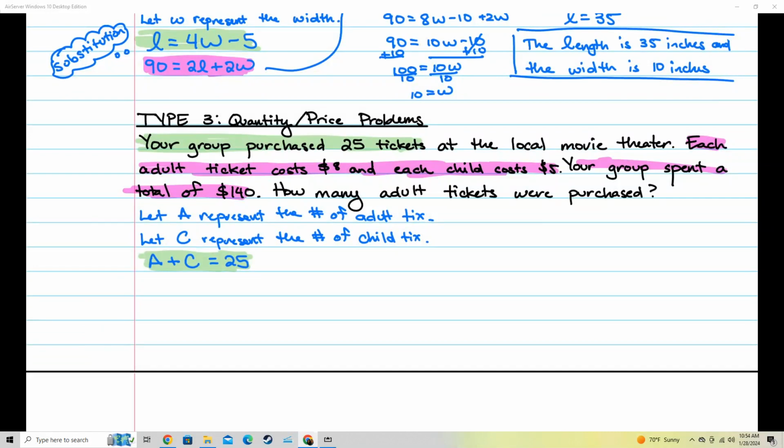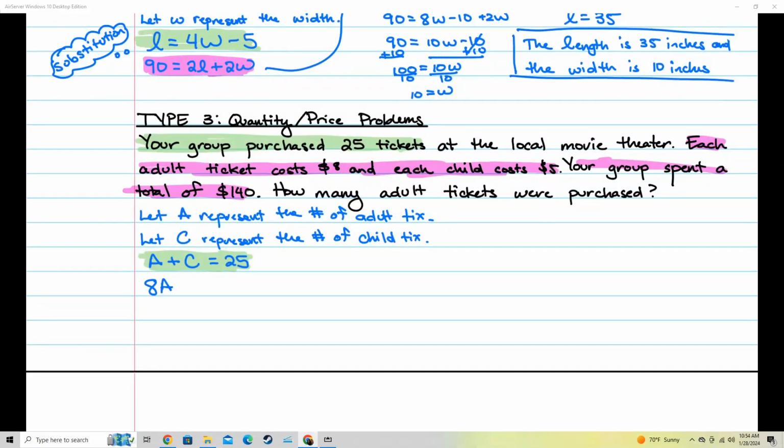For each adult ticket, it's $8. So if it's one adult ticket, it's 8. If it's two adult tickets, it's 8 plus 8, which is 16. If it's three adult tickets, it's 8 plus 8 plus 8, which is 24. That means for the adult tickets, we're counting by eights. And if we're counting by eights, then we should be writing something like 8 for each adult ticket, 8A.